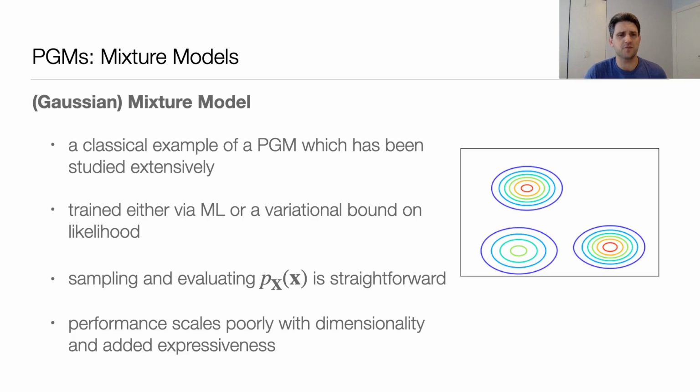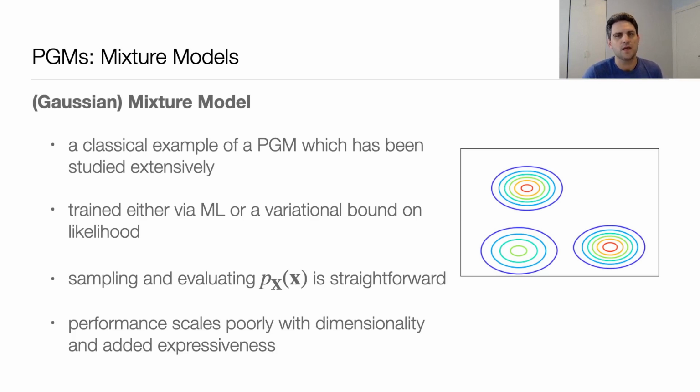And for a Gaussian mixture model, things like sampling from that distribution as well as evaluating the density are generally straightforward. The downside, of course, as anyone who has a lot of experience working with mixture models knows, is that it typically scales quite poorly with dimensionality and with added expressiveness, right? In other words, adding one more component to a mixture model, that's really the primary mechanism for adding capacity or adding expressiveness to a mixture model. And especially with more complex, higher dimensional distributions, adding another component doesn't necessarily lead to the improvements in performance that we would like.